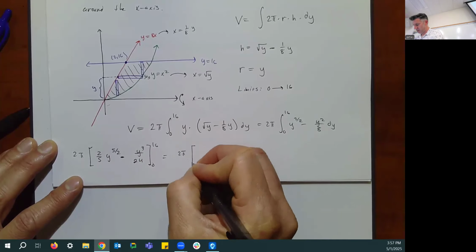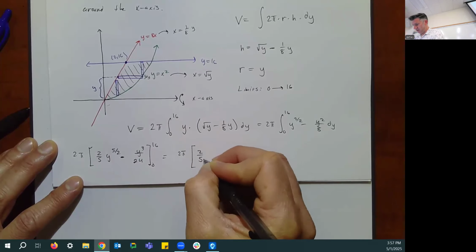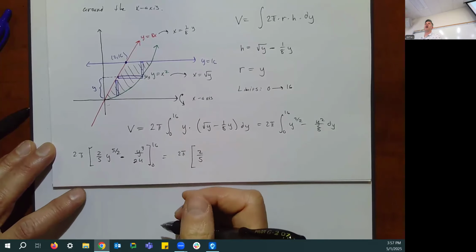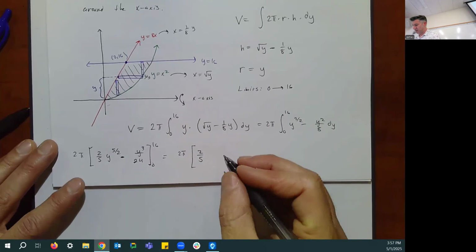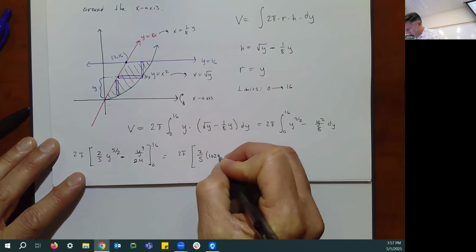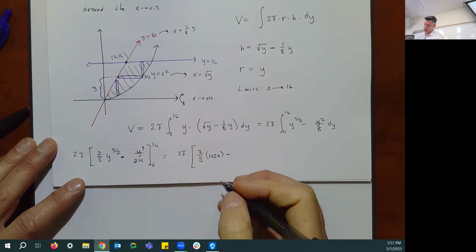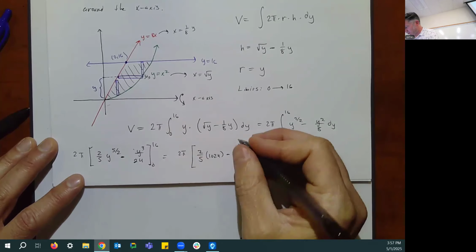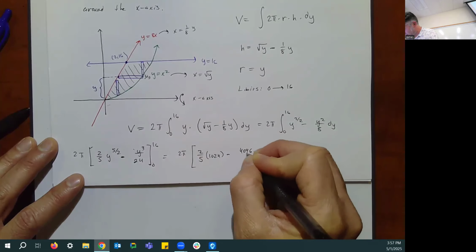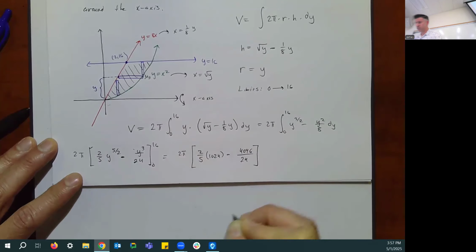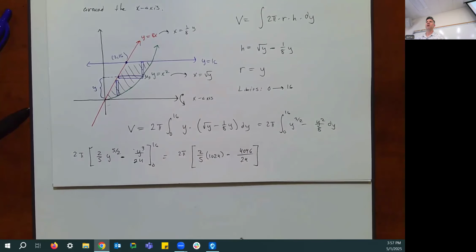Sure, that's something. You get 2 pi times 2/5 times 16 to the 5/2, which is 4 to the 5th, which is 1024, minus 16 cubed, which is 2 to the 12th, which is 4096. So there's an answer. But again, stop here or plug it in and don't worry about the math. These happen to be nice numbers that we might know.